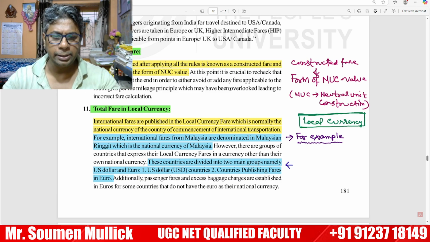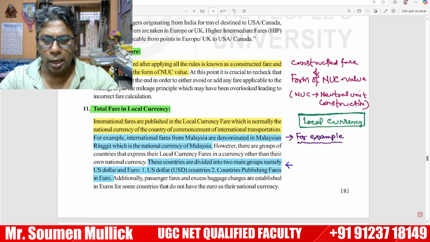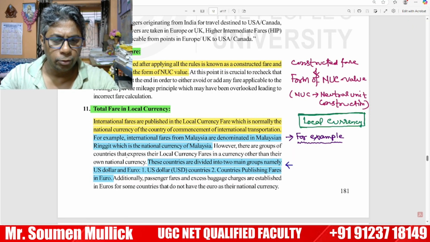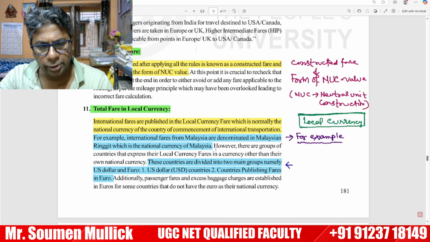For example, international fares from Malaysia are denominated in Malaysian ringgit, which is the national currency of Malaysia.